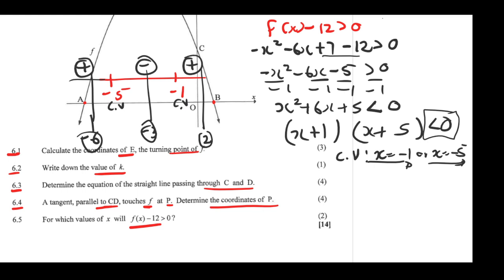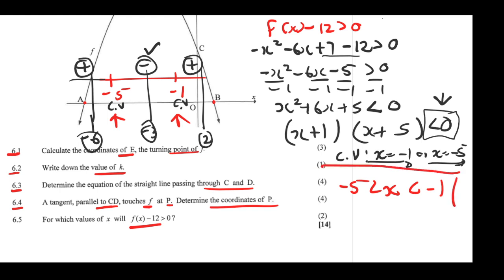So remember, the question says that we want the values to be negative, they must be less than 0, so this applies. You can conclude now and say your x values must lie between your critical values of minus 5 and minus 1. So this is your final solution for question 6.5.